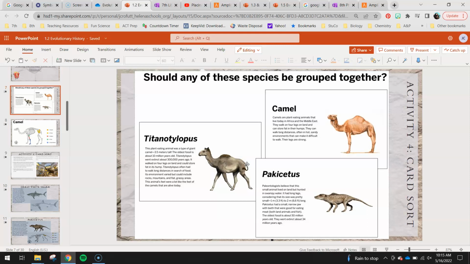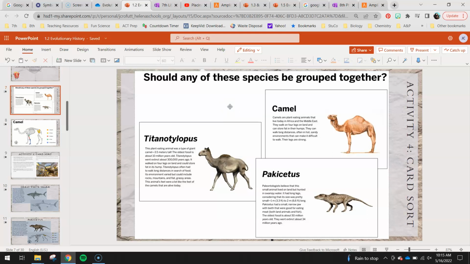But the 3 animals that they put in this grouping: the first is a camel. Camels are plant-eating animals that live in Africa and the Middle East. They walk on 4 legs on land and can store fat in their humps. They can walk long distances, often in hot, sandy environments that can make it difficult to walk. Their legs are strong.